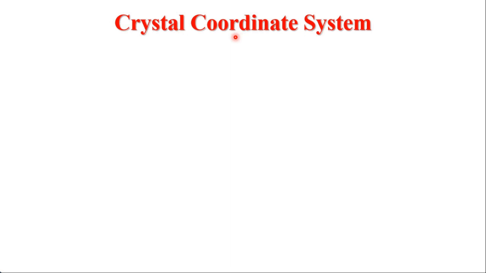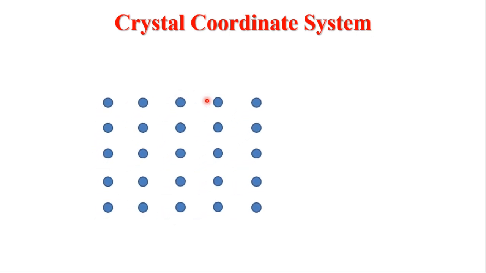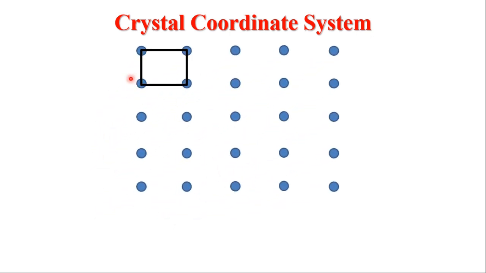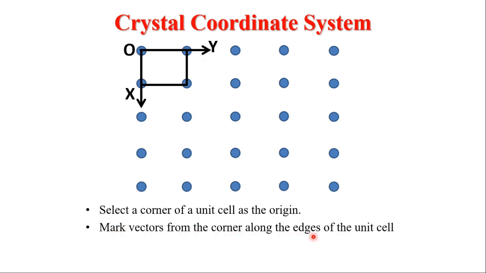Now, we are going to understand the crystal coordinate system. So, let me draw a set of points and a unit cell. Once we have selected our unit cell, we can define it by vectors along its edges. So, select one of the corners of this unit cell as an origin and mark the axes x and y. Now, we will mark the vectors from the corner along the unit cell edges. Accordingly, a and b become the vectors in this case, and O-x-y forms the crystal coordinate system.